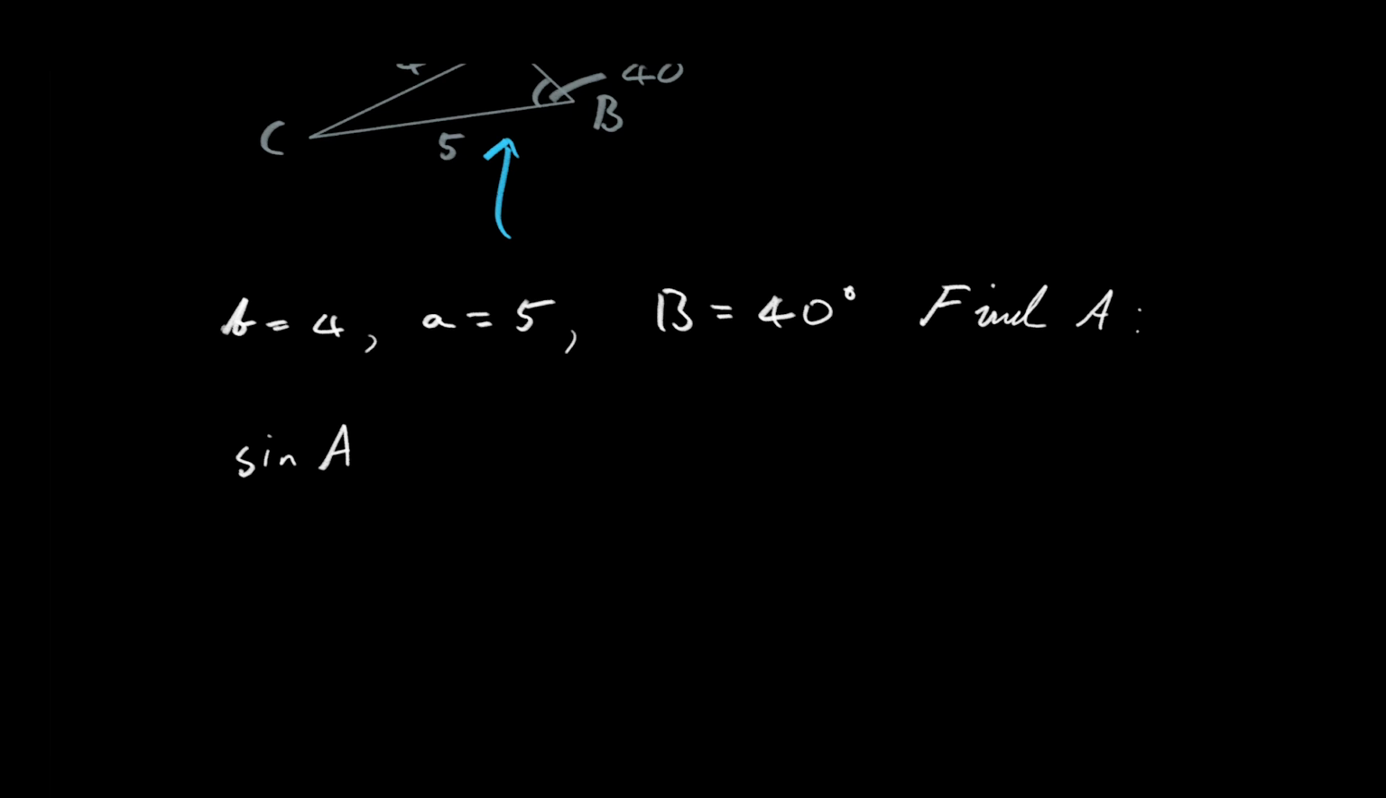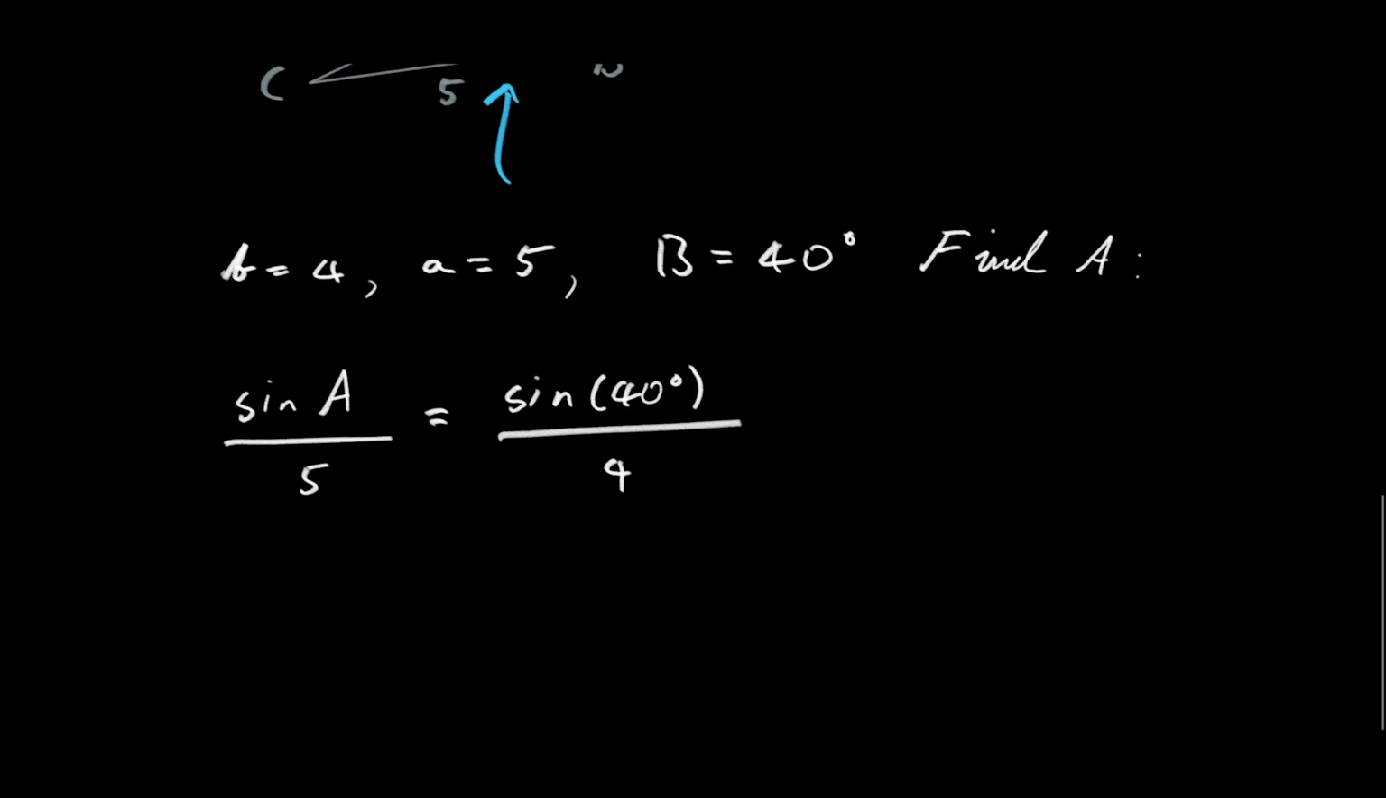Well, we would have the sine of A over the side length A, which is 5, equal to the sine of the angle B over the side B, but B is 40 degrees. Okay, so we know what this is now. It doesn't matter that we can't write it as some number. This is really some number, so we can treat this as something we know over the side B, but B is 4. So to isolate A, we would start by multiplying both sides by 5, and we would have sine of A equals 5 times the sine of 40 degrees over 4.